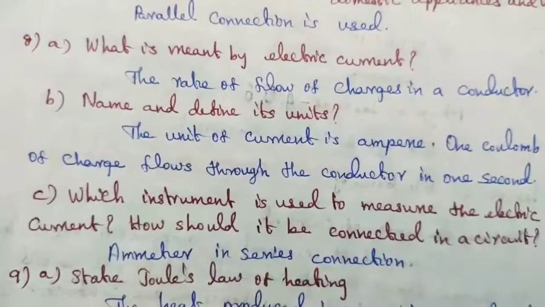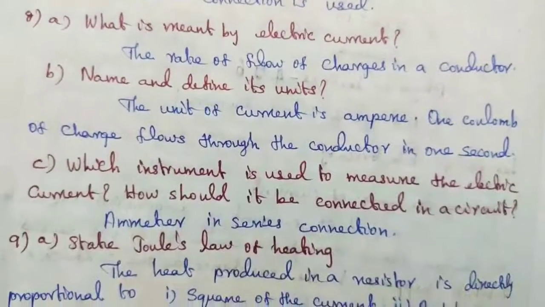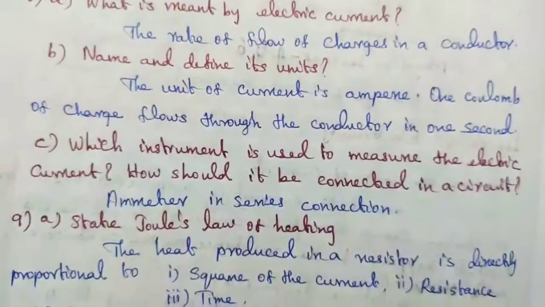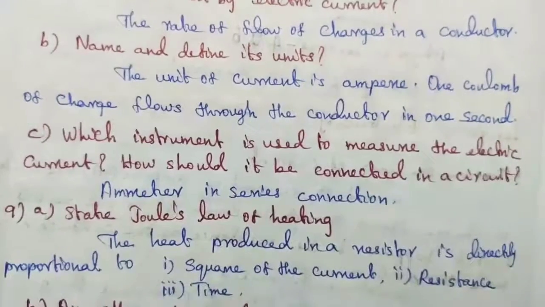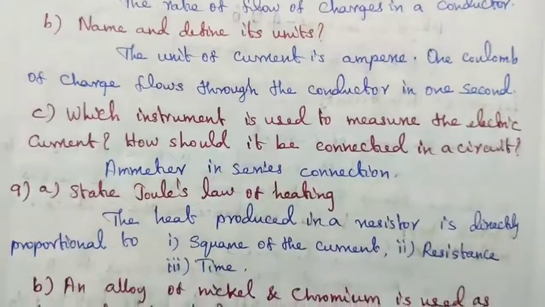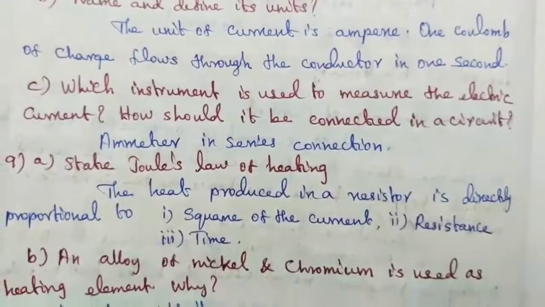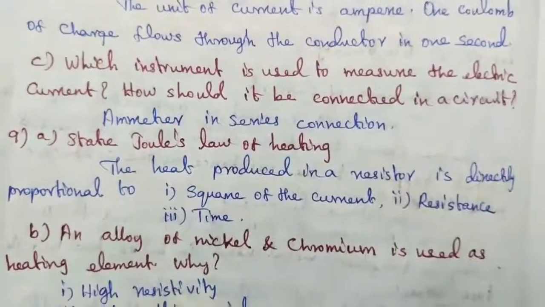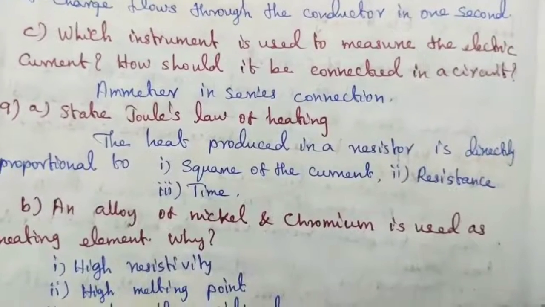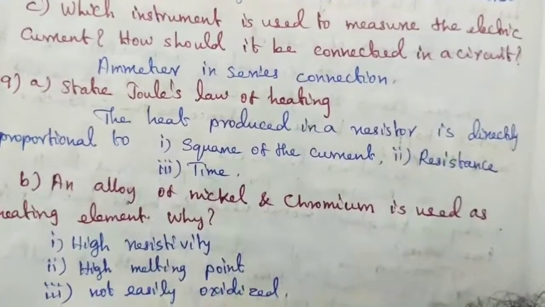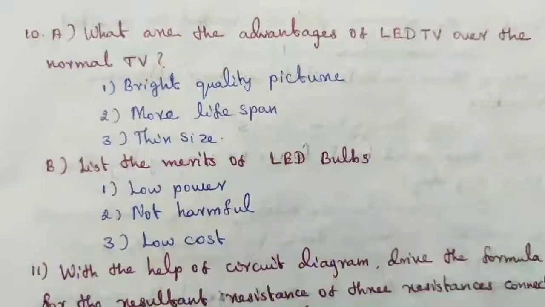9th one. A. State Joule's law of heating. The heat produced in a resistor is directly proportional to the square of the current, resistance and time. B. An alloy of nickel and chromium is used as a heating element. Why? Because it has high resistivity, high melting point and is not easily oxidized.